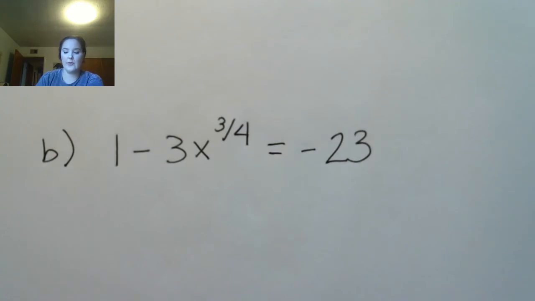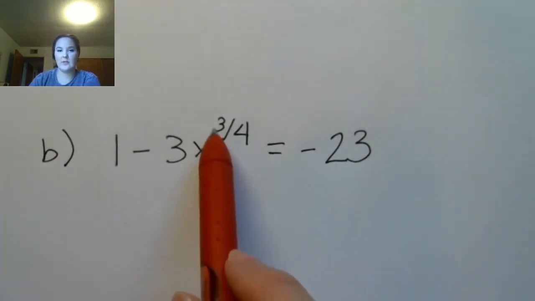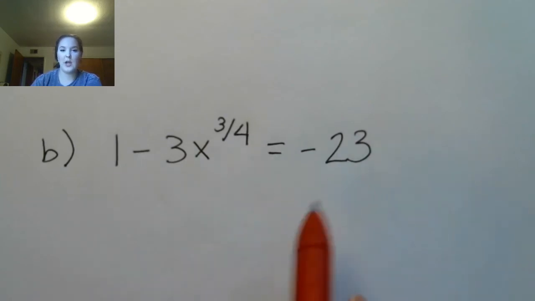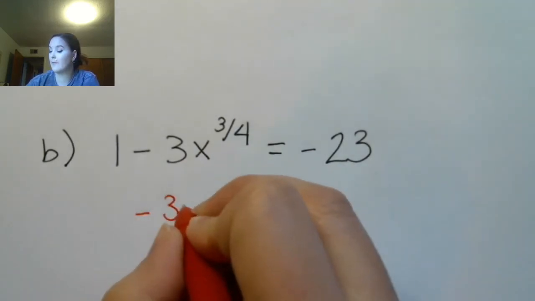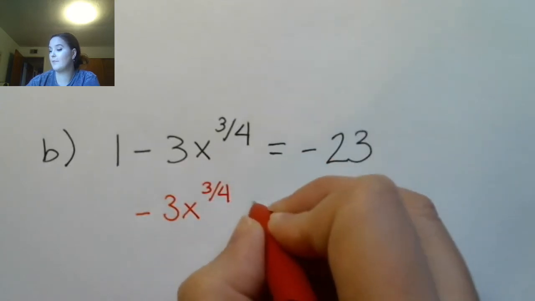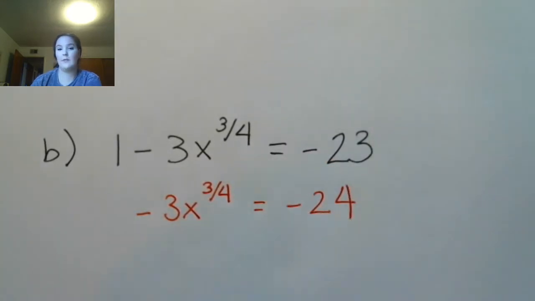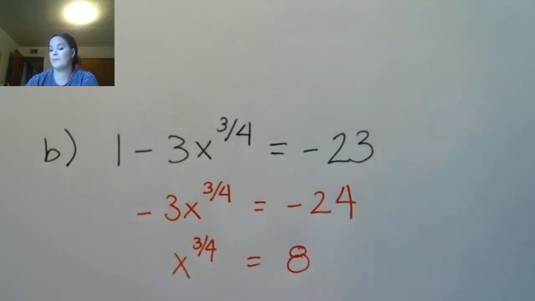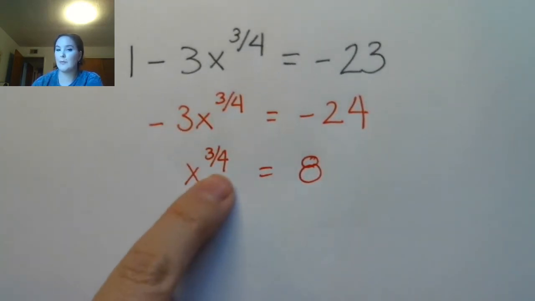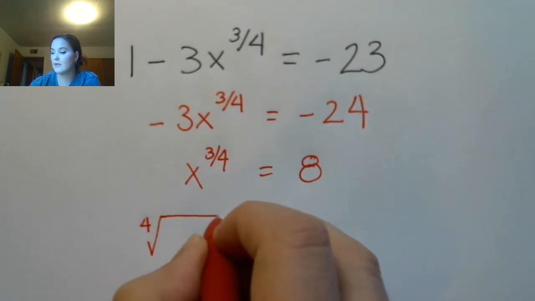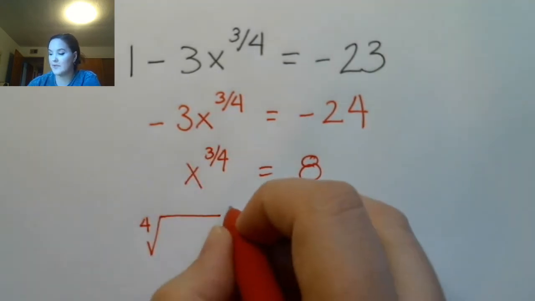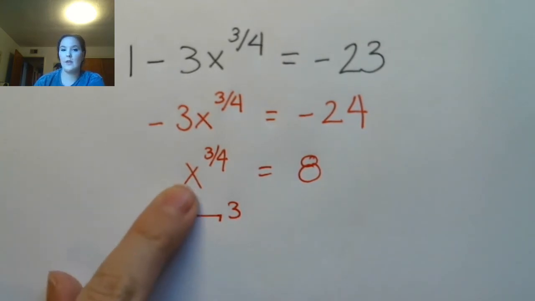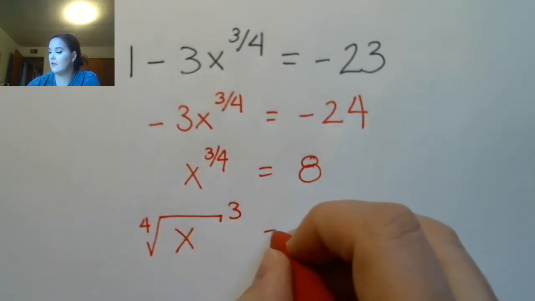Okay, so the first thing I want to do is isolate this x to the 3/4. So I'm going to subtract 1 from both sides, and then I'm going to divide both sides by -3. Now I'm going to change to radical form. Remember the denominator becomes the index, the numerator becomes the exponent, and the base becomes the radicand here.